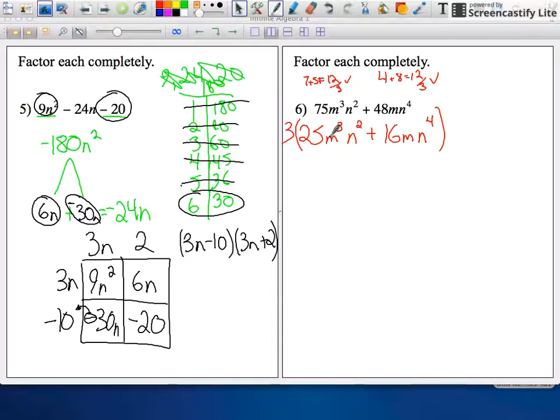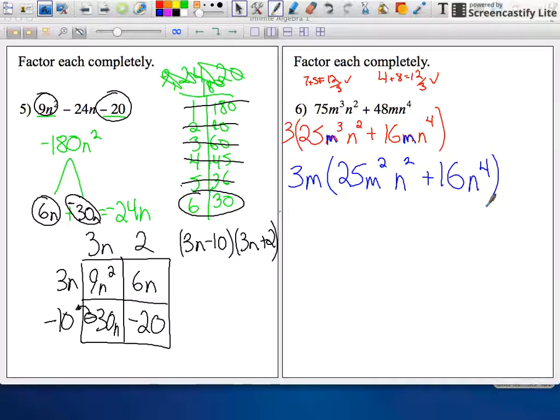M in both pieces. M there, m there, okay? M on both pieces. If I take away the lowest amount of exponents, that means I can take away a 3m. When I do that, I'm going to have 25 m squared n squared plus 16 n to the fourth power.